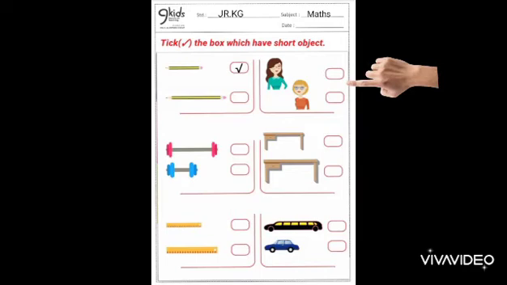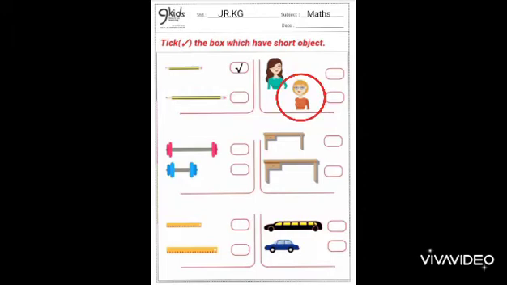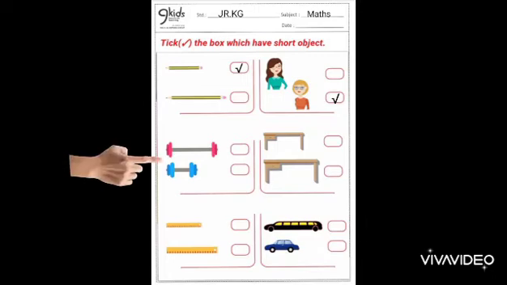Now tell me, in the next picture, which girl is having short hair? Yes, the second girl is having short hair. So we will put a tick mark in the box which is in front of her. In the next picture, you can see two dumbbells. Now tell me, which dumbbell is short? Yes, the blue dumbbell is short. So we will put a tick mark in the box which is in front of blue dumbbell.